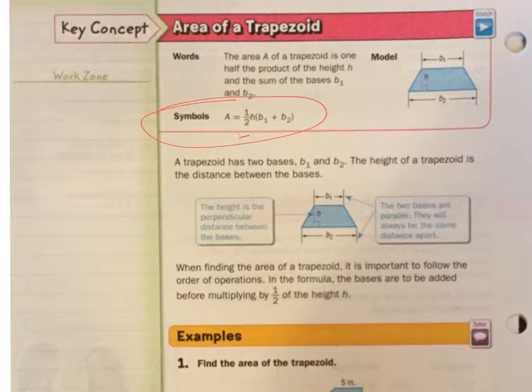A equals 1/2 times height, parentheses, base 1 plus base 2. Now your two bases are the parallel lines. See how this line and this line are parallel? This one is not parallel to this one. So there are no parallel lines there. So your two parallel lines are your bases. Base 1, base 2. And the distance between those two that form a right angle would be your height. Okay? And once you have all those numbers, you can put it together and solve.